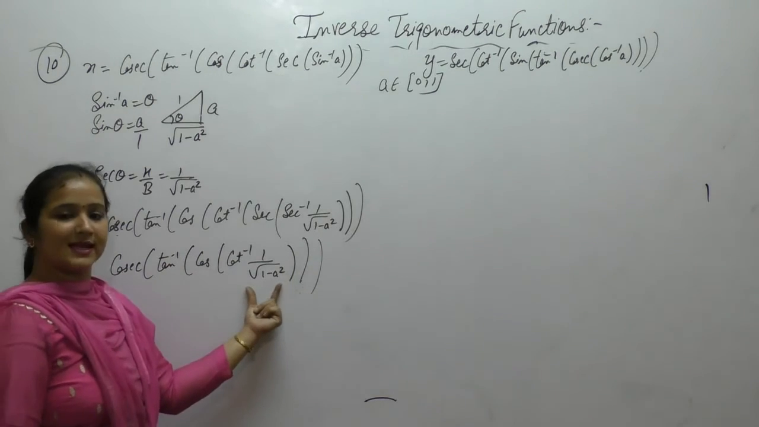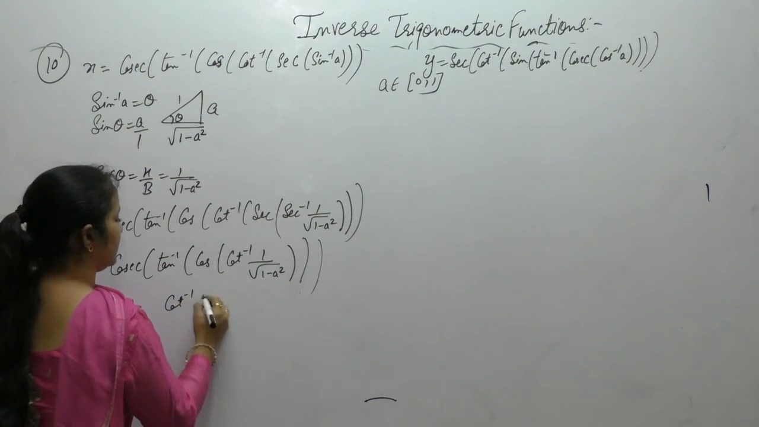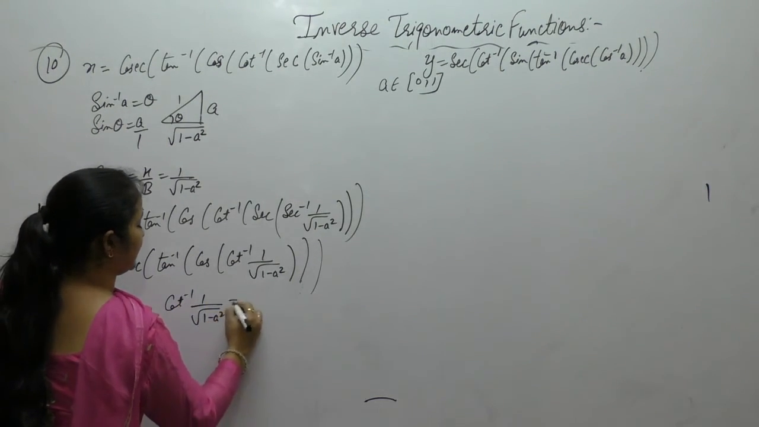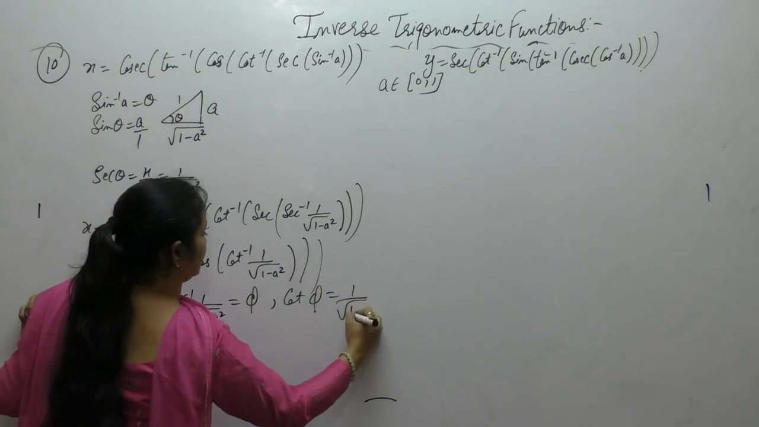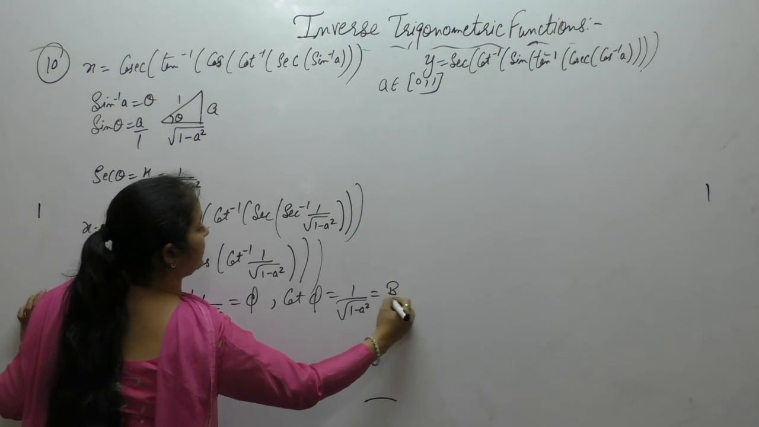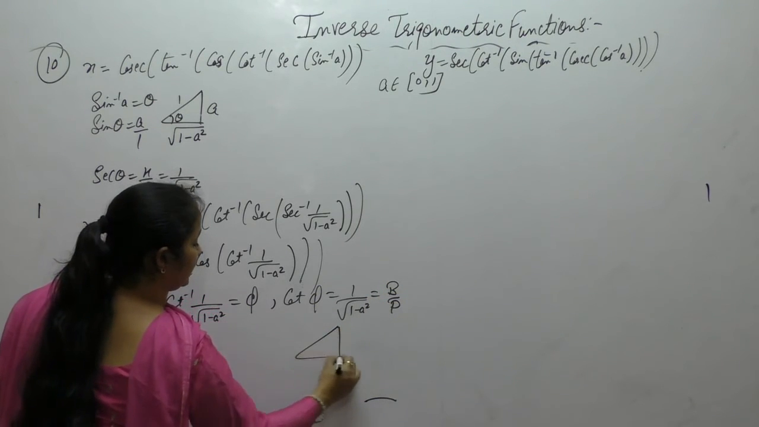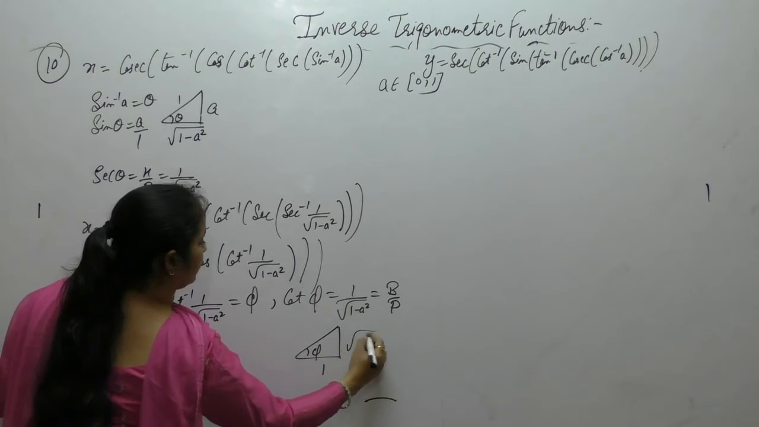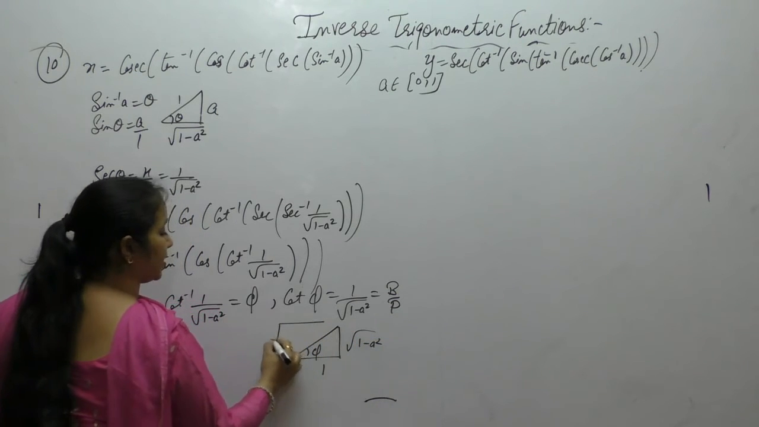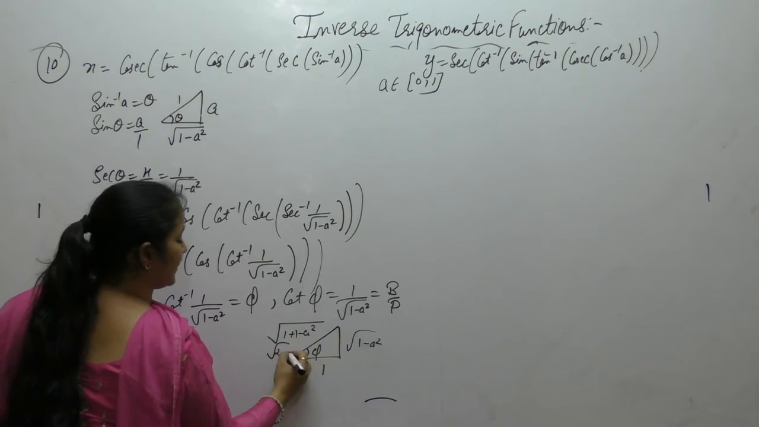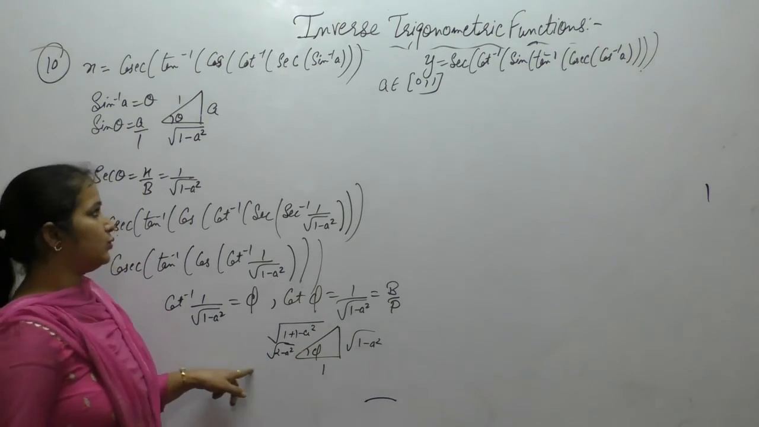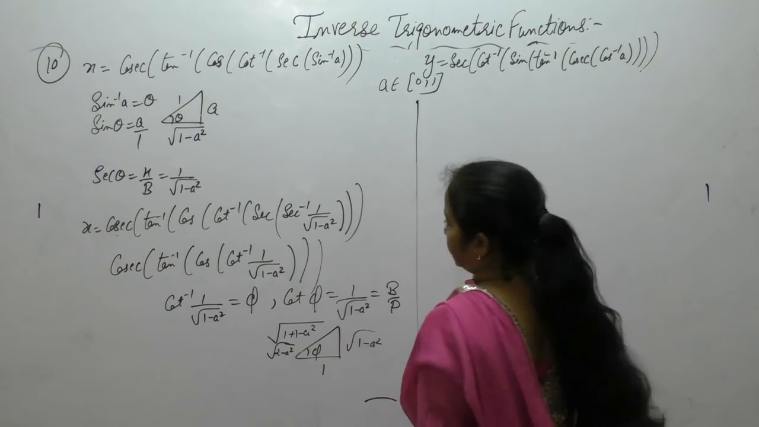Now put this as phi. Cot inverse 1 upon square root of 1 minus A square. So cot phi is 1 upon this. Tan is P upon B, so this is B upon P. Base upon perpendicular. So hypotenuse is perpendicular square plus base square, so square root of 2 minus A square. So put this value in x here.